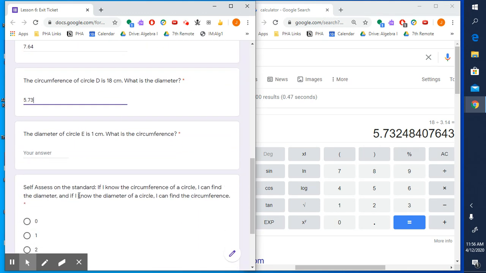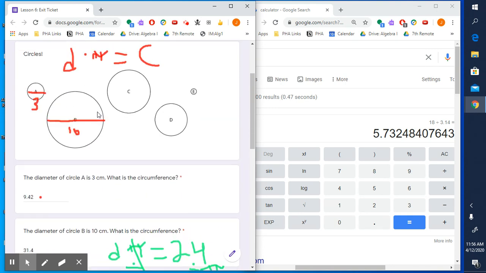That's it. Last one, the diameter of circle E is 1 centimeter. What's the circumference? Well, remember, we're starting with the diameter, so we need to multiply by 3.14 to get the circumference. 1 times 3.14, anything times 1 is itself, so it's just 3.14 centimeters. And that's all our answers.